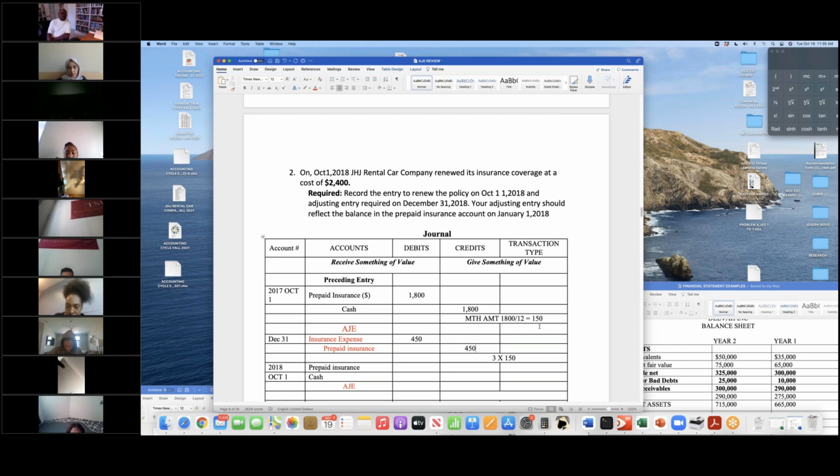So we get a monthly amount. We see how many months have expired from the purchase date. If it were July, it would have been multiplying by 6 months that have expired, multiplying that times the monthly amount. Are there any questions?